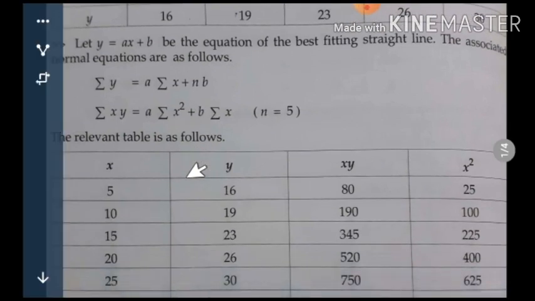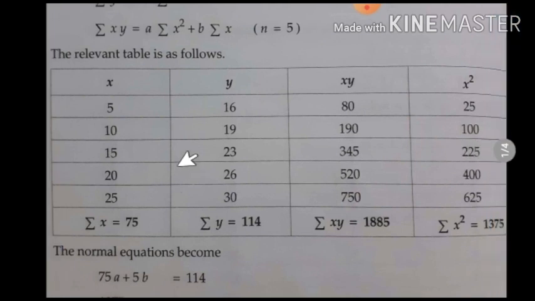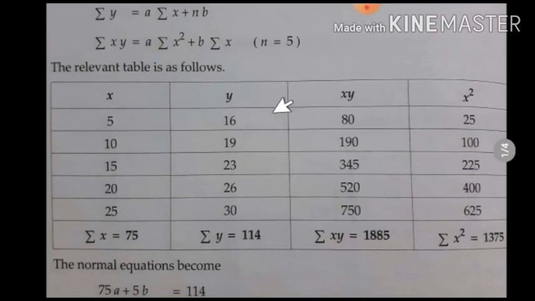So here observe: x values in a column, y values in a column, done. Multiply these two to get xy values, then square the x values, that column is done. Now add all of them. Now substitute these answers in the normal equation. So summation y means 114. A into summation x, so 75a plus n means 5, 5 into b. So the first equation is written here.